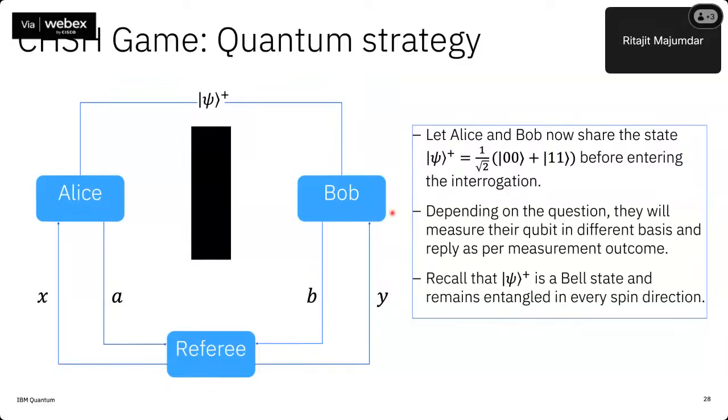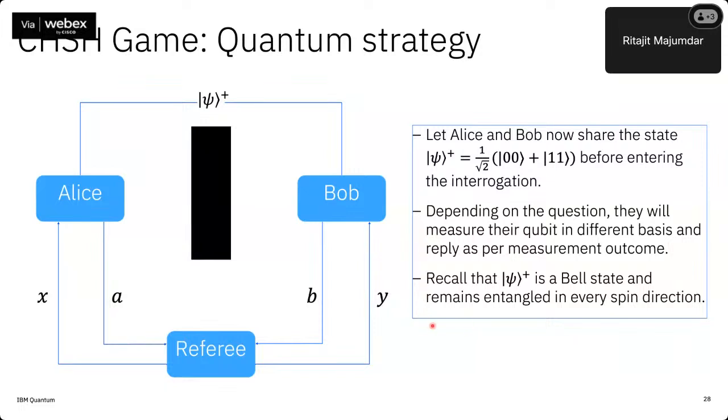What good will this do? Now Alice will measure her qubit in a particular basis, and Bob will measure his qubit in a different basis, and this measurement will depend on X and Y, the questions that they receive. Based on the measurement outcome, Alice will give the answer A. If the measurement outcome is 0, Alice will give answer A equal to 0. If it is 1, Alice will say A equal to 1, and the same for Bob. This is the strategy that they have taken now.